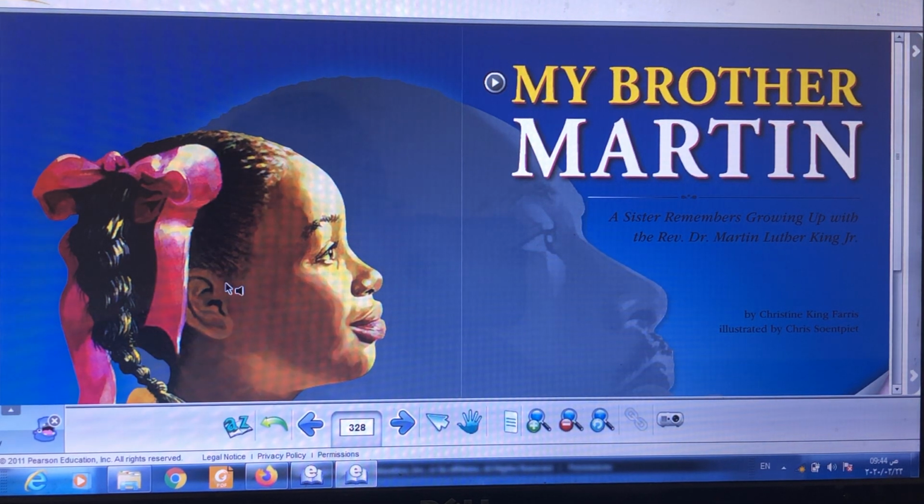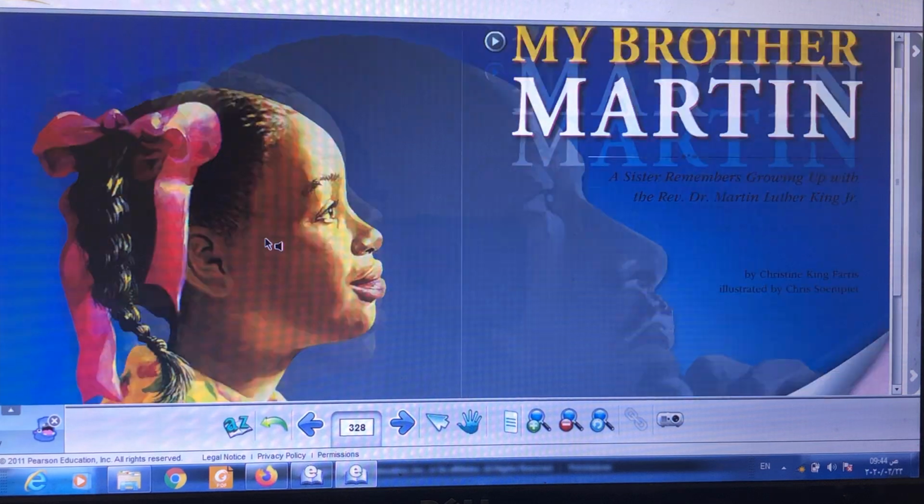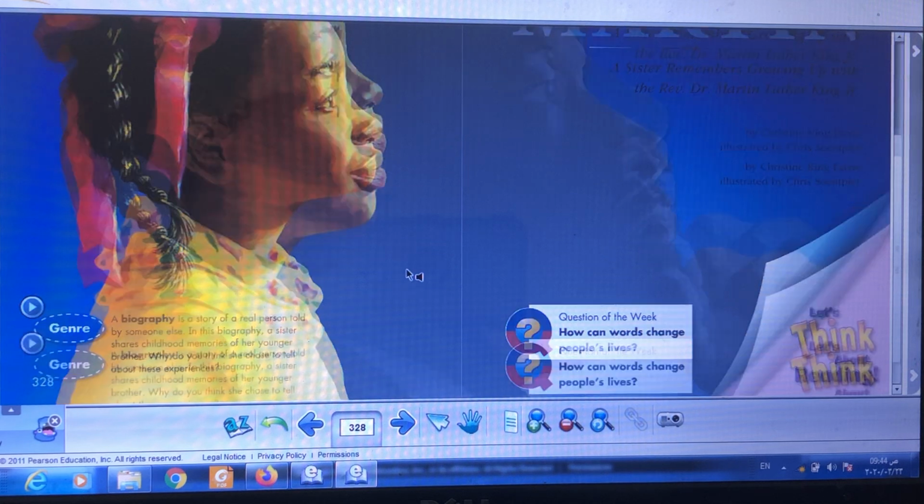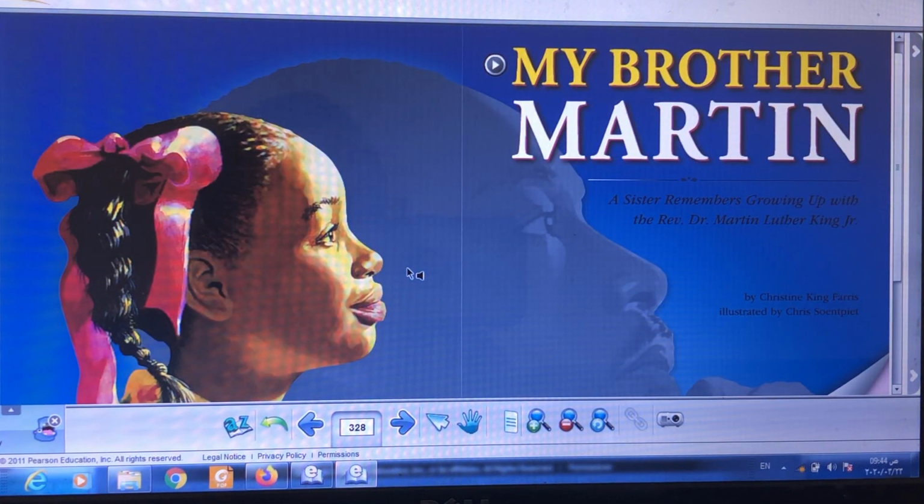But before I start the story, you have to know the genre of this story. The genre of the story is biography. Biography is a story of a real person told by someone else. In this biography today, My Brother Martin, we will learn about the theme of racism, which means discrimination, or treating people differently.